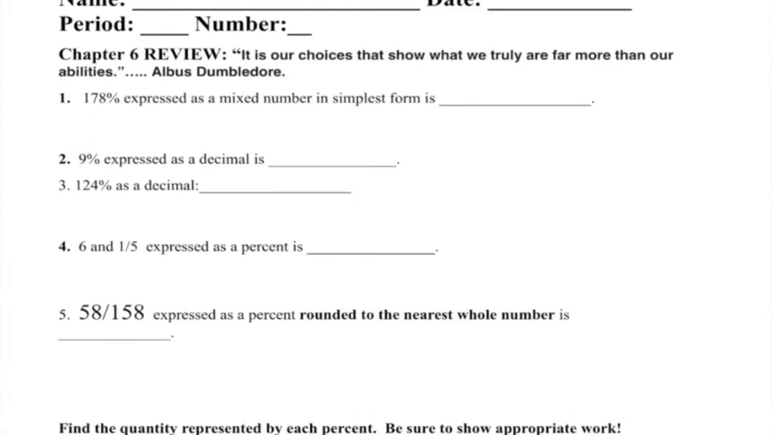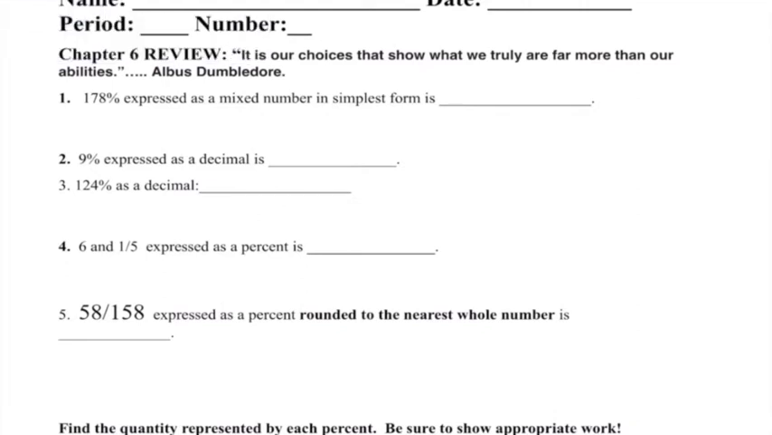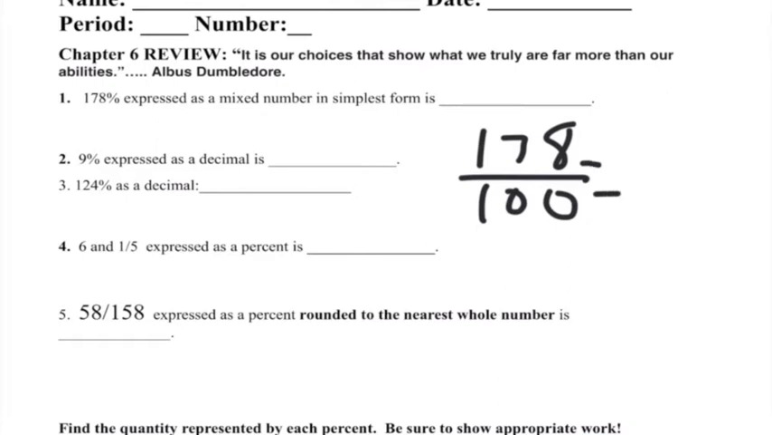Okay, so to do this problem, let me just get my marker. 178%, we divide it by 100 because percents are always based on 100. And you could do this several ways. One way is to reduce right away, or figure out how many hundreds go into 178, because we need to make this into a mixed number. So 100 goes into 178 one time, and then you have 78 over 100 left over.